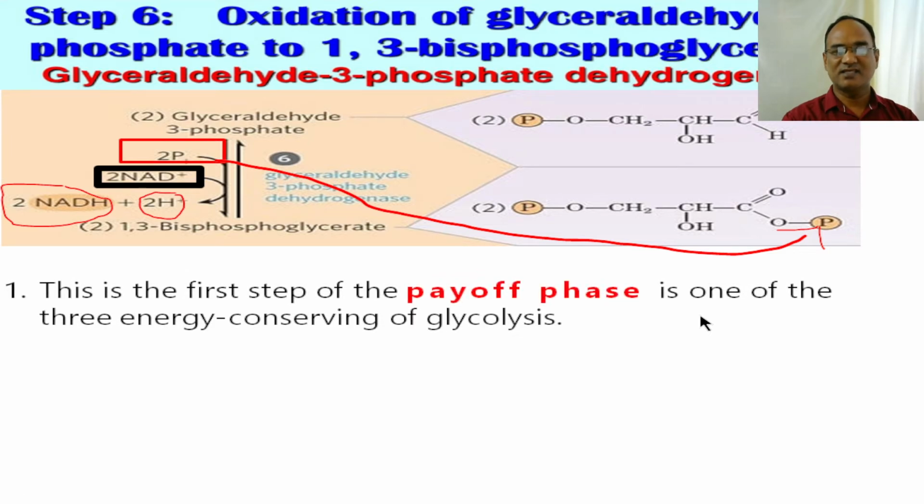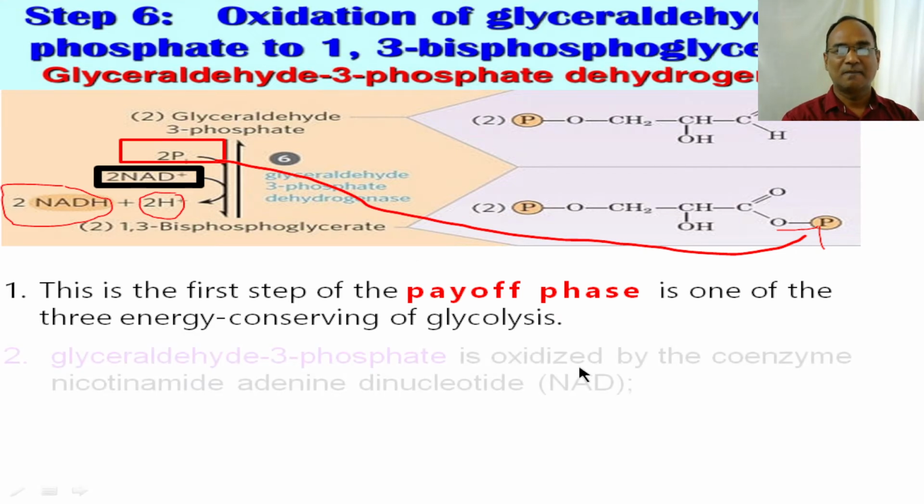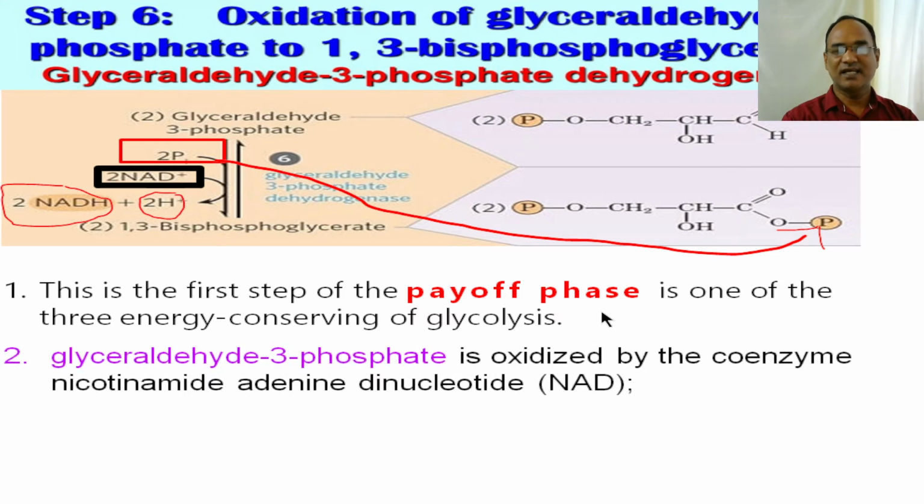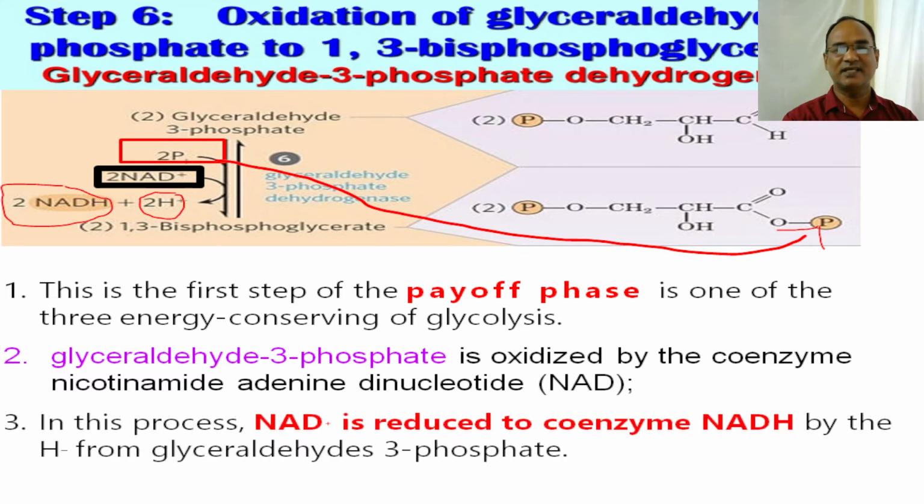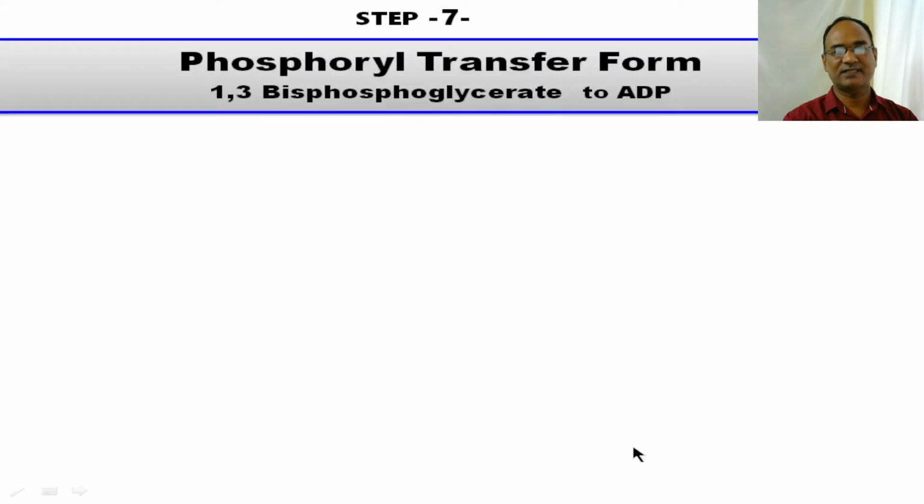This is the first payoff step, which we have already discussed. Glyceraldehyde 3-phosphate is oxidized by the coenzyme nicotinamide adenine dinucleotide, which is converted into NADH by releasing one hydrogen from glyceraldehyde 3-phosphate.